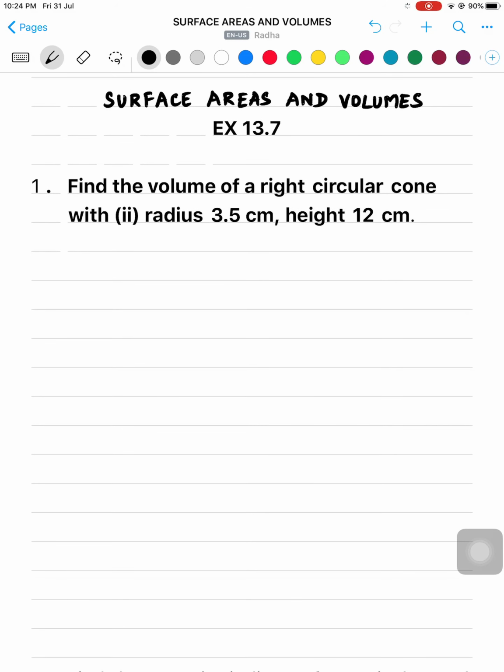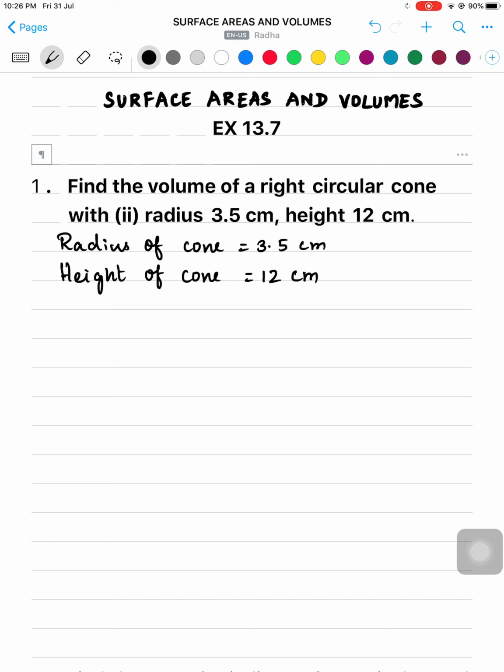Exercise 13.7 in surface areas and volumes. First question, find the volume of a right circular cone with radius 3.5 cm, height 12 cm. So, we need to find the volume of a cone with radius and height. The radius of the cone is given as 3.5 centimeter and the height of the cone is given as 12 centimeter. We need to find the volume of the cone.